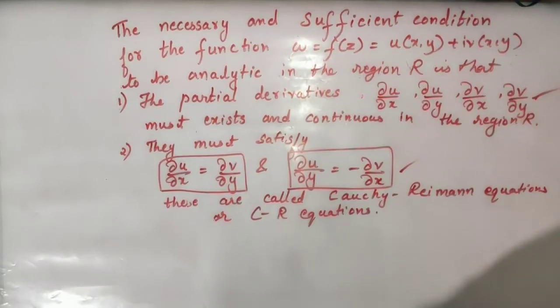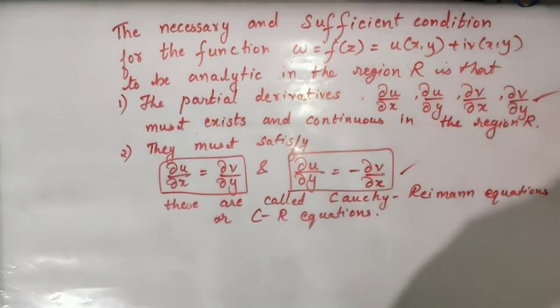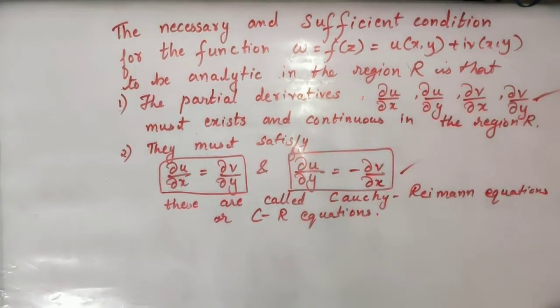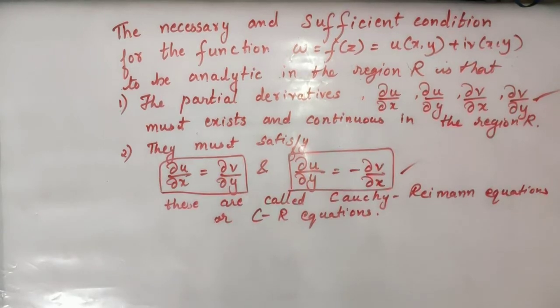Now let us continue with the necessary and sufficient condition for any function f of z to be analytic. Here we will be deriving the necessary and sufficient conditions for any function to be analytic, and this is one of the important topics of your module 1. It has appeared so many times in the question paper. It is better if you take it as important. Let us derive this.